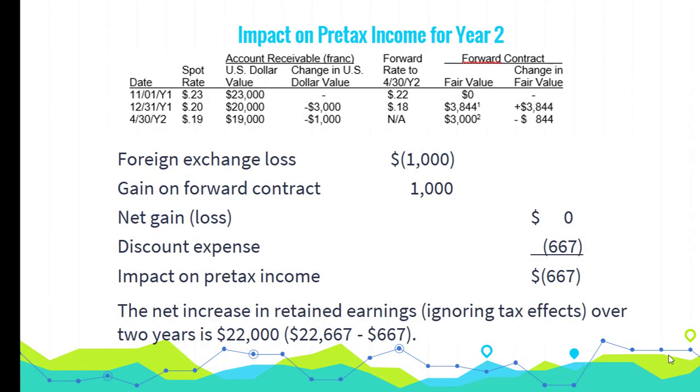What's the impact on pre-tax income for year 2? Well, again, we have the perfect offset between the foreign exchange loss and the gain on the forward contract. So there is no net gain or loss. The remaining discount expense of $667 was recorded in year 2. So the net increase in retained earnings, ignoring tax effects over 2 years, is $22,000, which is $22,667 minus $667. So the company in question, Alexandria Company, successfully managed its foreign exchange risk exposure by entering into the forward contract.